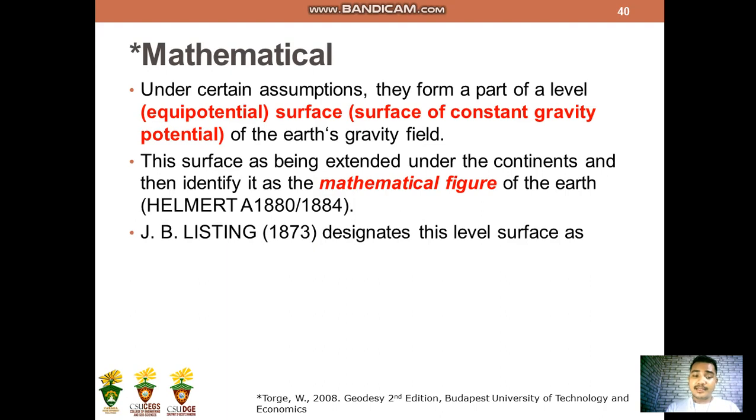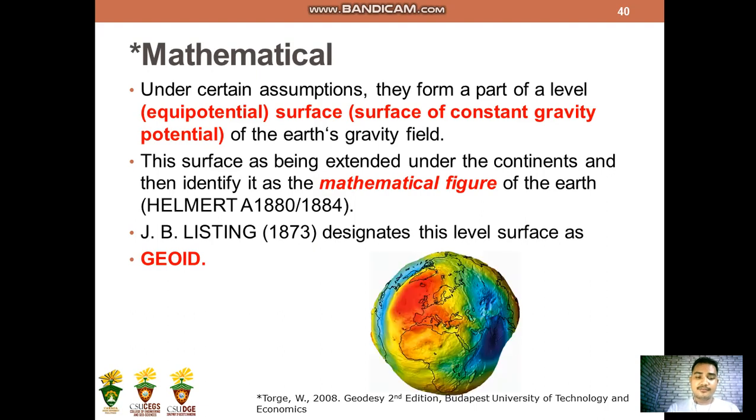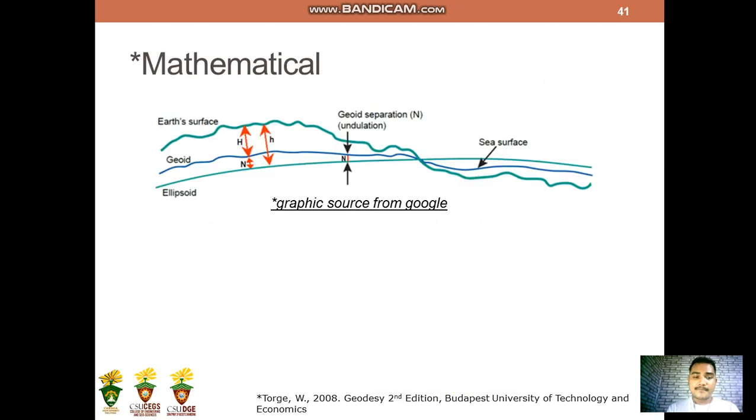So according to GB listing, those mathematical figures designated as the level surface is called geoid. So patumoto siya atong discuss ganina. Kung nakita ninyo sa video, si geoid. So ingani ang forma ni geoid. From the sea surface, extended padulong sa continents or sa landforms. So mao na siya si geoid. So balik taan ni no. So geoid from the sea surface extended padulong sa earth surface. So ang kanang dark blue mo na siya si geoid.